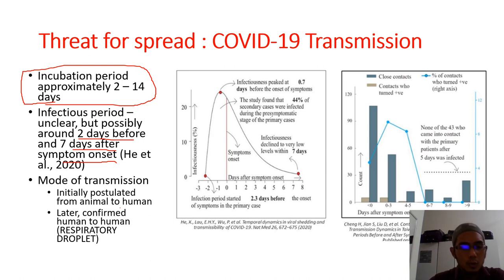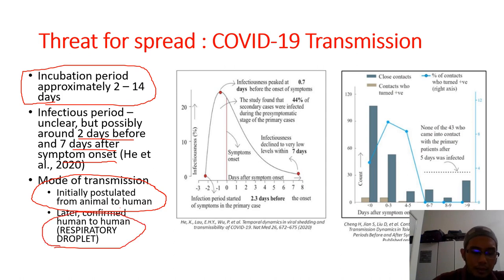All right, so the mode of transmission here is postulated. Initially, it was noted that it is from animal to human, bats to human, and some from the mongoose to human, some of the exotic animals. This is still debatable, okay. Some say yes, some say no, some say that it is from the lab. We do not know 100%, but it is confirmed that this infection can be transmitted by respiratory droplet.